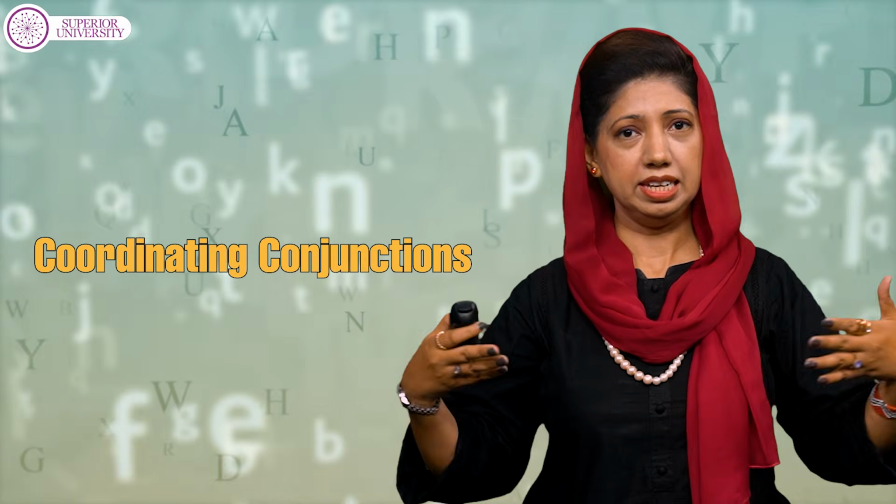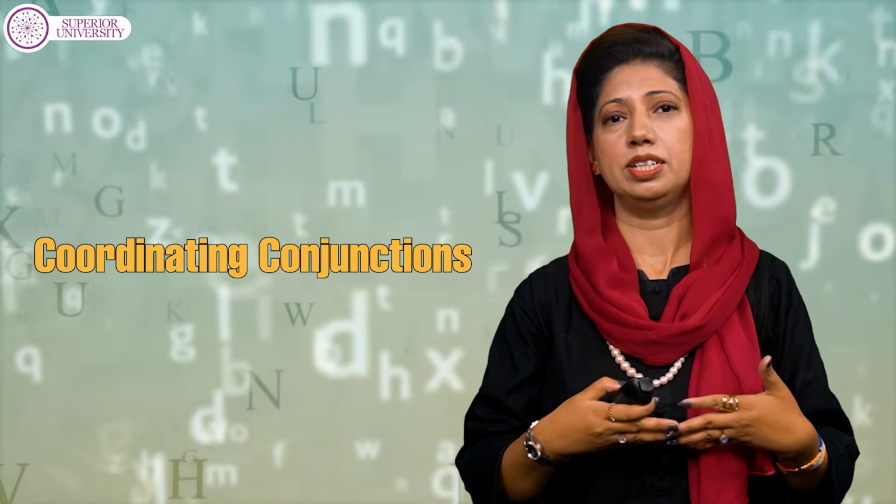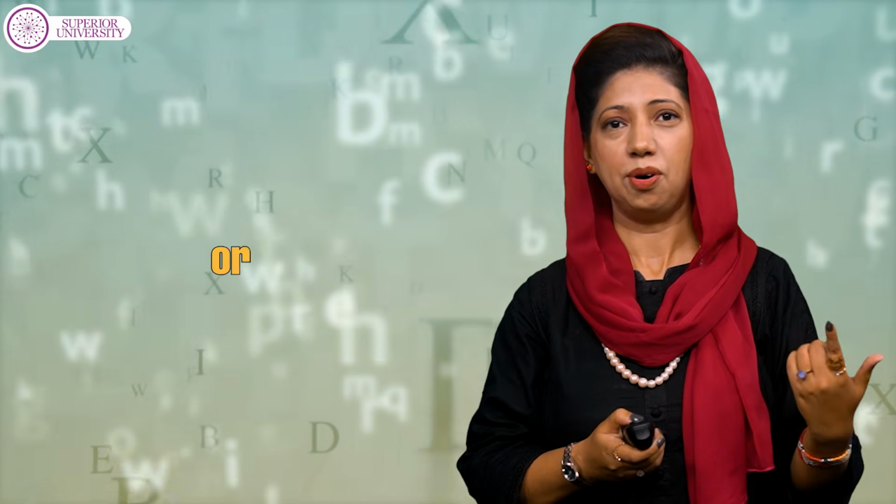There are 3 common types of conjunctions that you should know. The first type is coordinating conjunctions. These join words and ideas of equal importance. Some common examples are and, but, or, so, yet, and for. For example, Sarah worked hard and she passed the examination. Here the word and joins 2 related ideas.